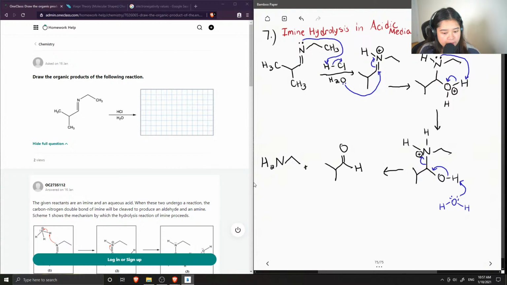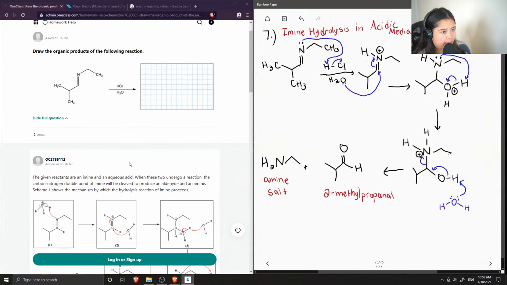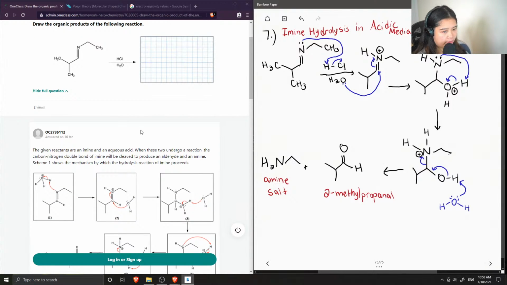So we can name these compounds. I'll just say this is an amine salt. And let's name this compound. It is a 3-carbon chain that has an aldehyde group and a methyl on carbon 2. So this is called 2-methyl propanal. Okay, so these are our products after the hydrolysis reaction. And let's see what the junior tutor said.